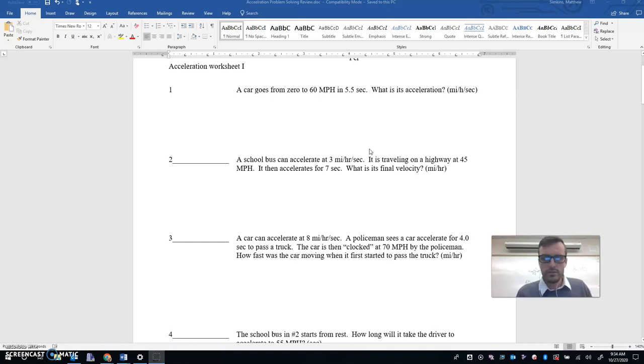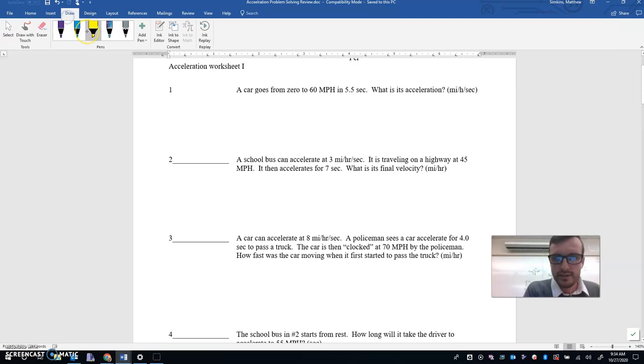Before you start, make sure you grab your equation sheet, because that is the Rosetta Stone of figuring out these problems. So make sure you have your equation sheet with you. Let's rock and roll. Car goes from 0 to 60 miles per hour in 5.5 seconds.